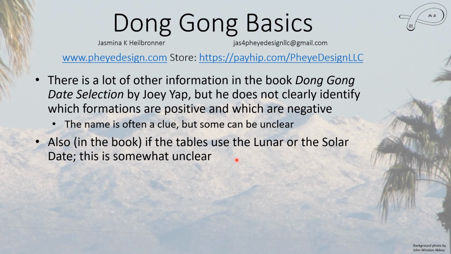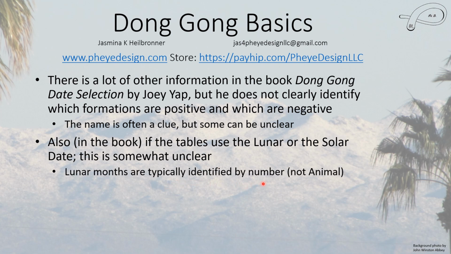Now, in the book, the other thing that drives me a little crazy is that it's not always clear if he's talking about the lunar calendar or the solar calendar for the dates he gives. There are some times where it's really clear, but there are other times where he lists it in a way that is a bit confusing. Now, the lunar months are typically identified by number, as the first month, second month, and so forth, not by an animal.